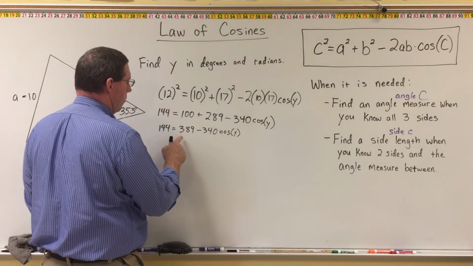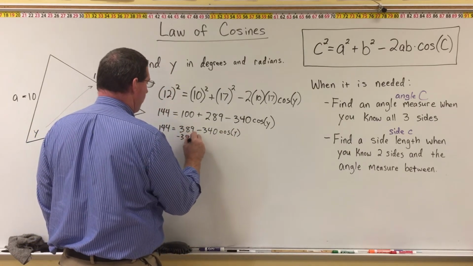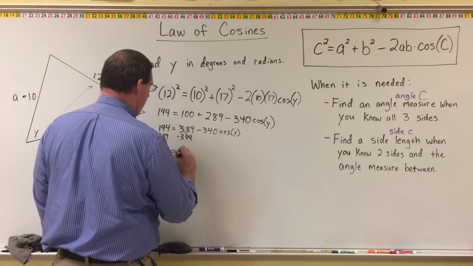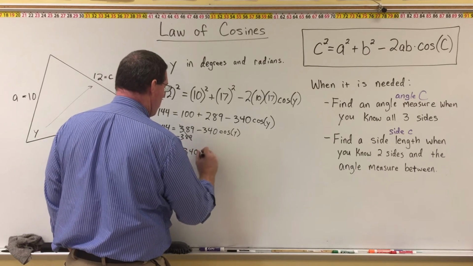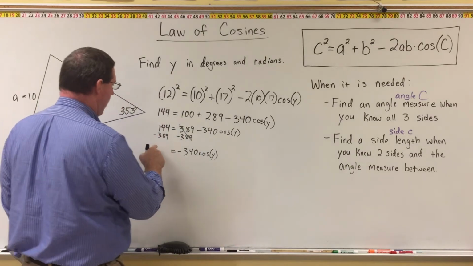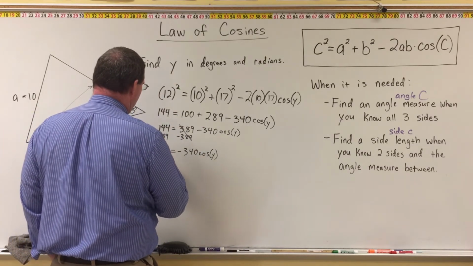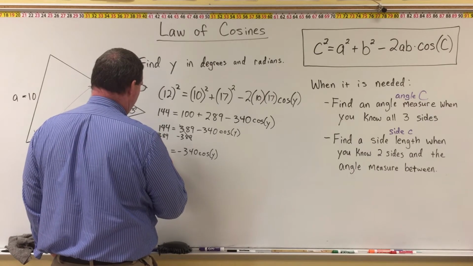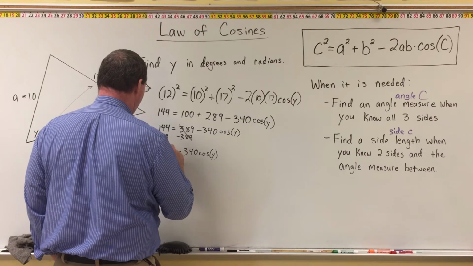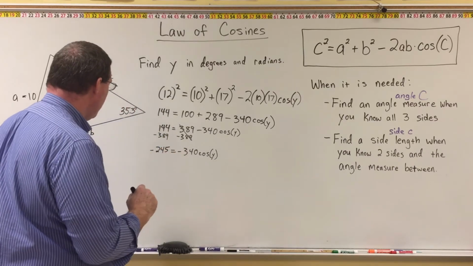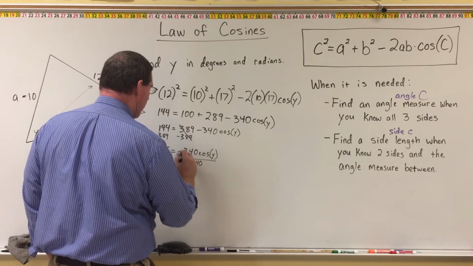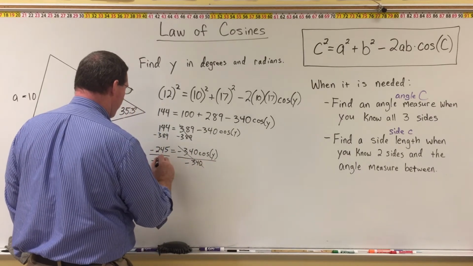Now we're going to subtract 389 from both sides, minus 389. We're going to carry down negative 340 cosine of y. And 144 minus 389, let's see, that's negative 245. Okay. Now we're going to divide both sides by negative 340. So we're going to cancel on this side, divide by negative 340.